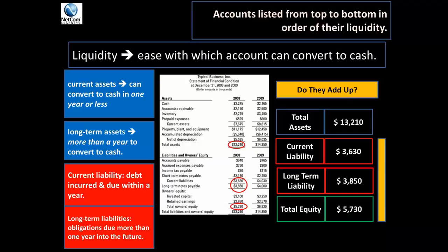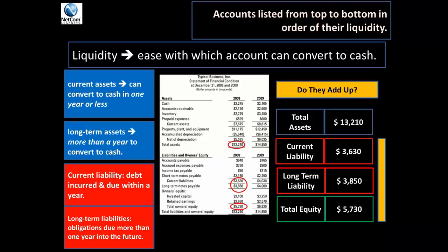Now, current assets are assets that can convert to cash within a year or less, and a long-term asset is an asset that takes more than a year to convert into cash. So assets can be divided into short-term and long-term assets. Conversely, liabilities are segmented into current and long-term liabilities. A current liability is incurred and due within a year, and long-term liabilities are obligations due more than a year out into the future.